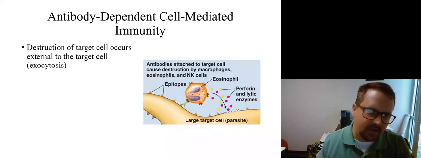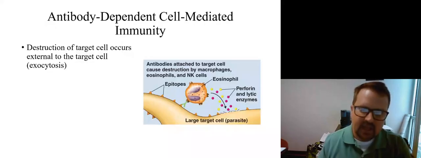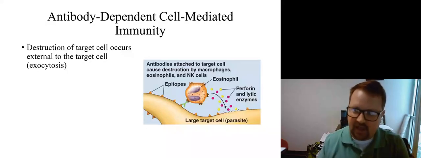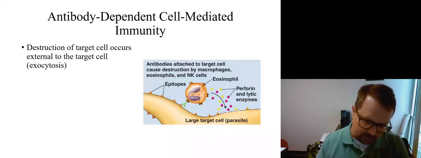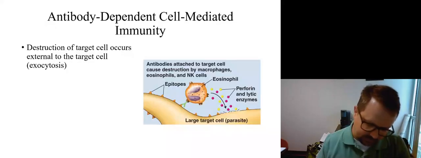Antibody-dependent cell-mediated immunity. The antibodies are going to bind. It's going to cause cells to release perforin and other lytic enzymes and destroy a target cell, like a parasite. The antibody can bind to it and help damage it, cause complement, cause immune cells to come in, cause a variety of things.